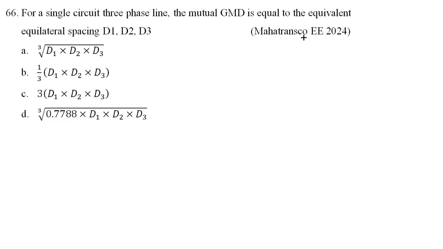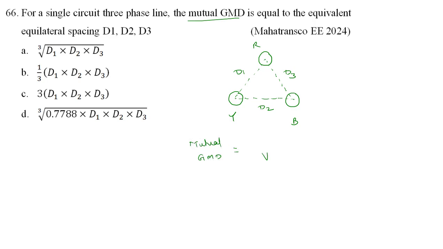Question number 66, which was asked in the recent Mahatransco exam for executive engineers 2024. For a single circuit 3-phase line, the mutual GMD is equal to the equivalent equilateral spacing D1, D2, D3. Now we know that if the equivalent equilateral spacing is there like this, RYB phases, and the distances between them, let us say D1, D2, D3. Of course if it is equilateral, all the distances will be the same, but even if they are not equal, we can write D1, D2 and D3. So in this case, the mutual GMD we can determine as the cube root of D1, D2 and D3. The correct answer will be option A.